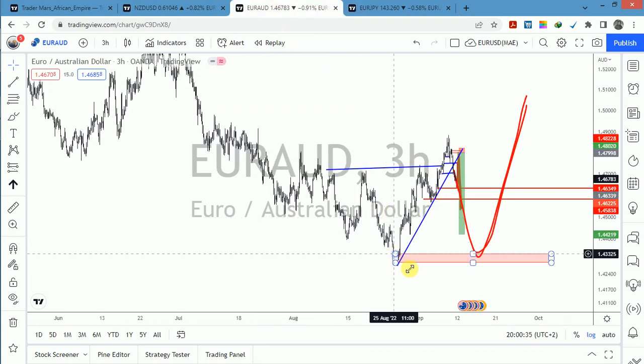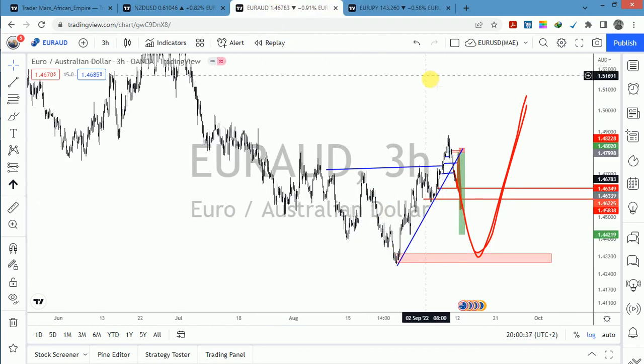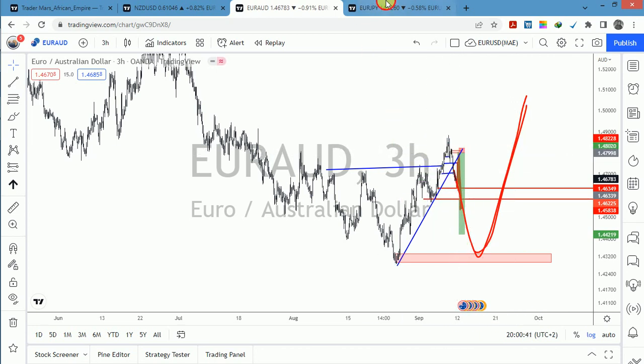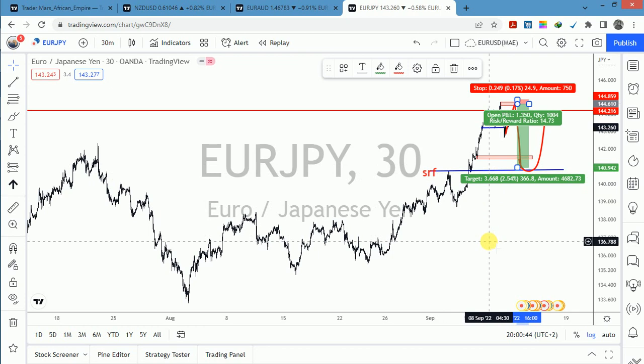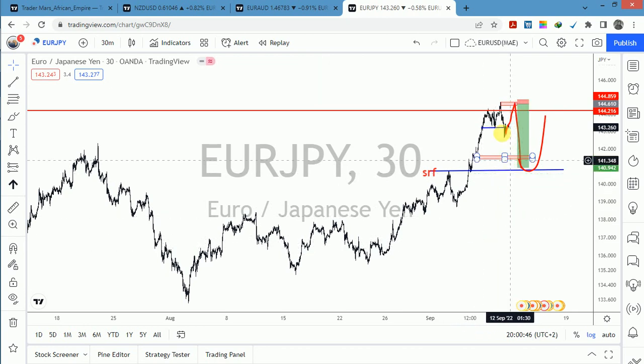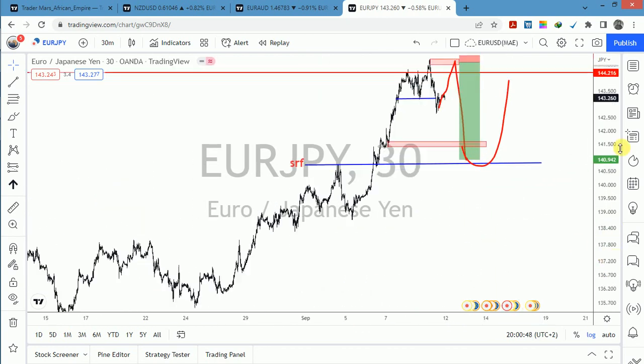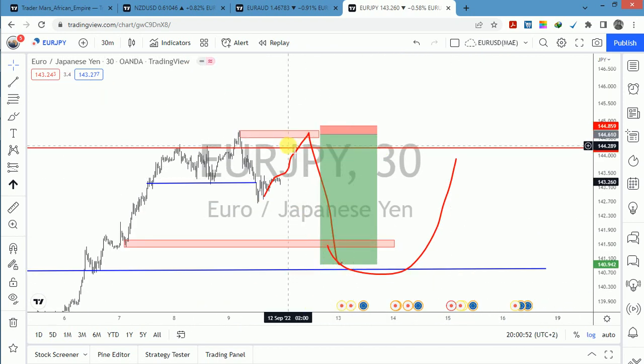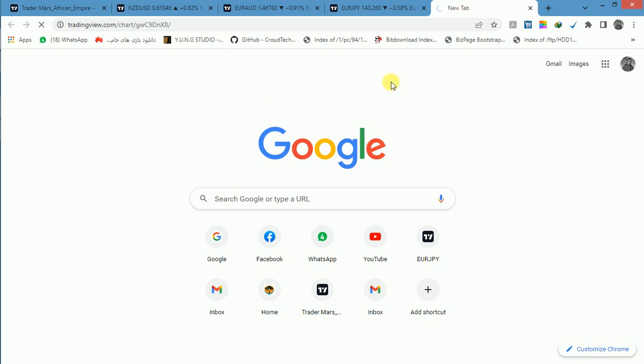So there's a sell on Euro AUD. That sell will be activated after we retest, right? And then there's also a sell on EURJPY. That sell will be activated only if we can get back to that zone. If we get to that zone, our sell will be activated. Otherwise, we'll have to apply something different.